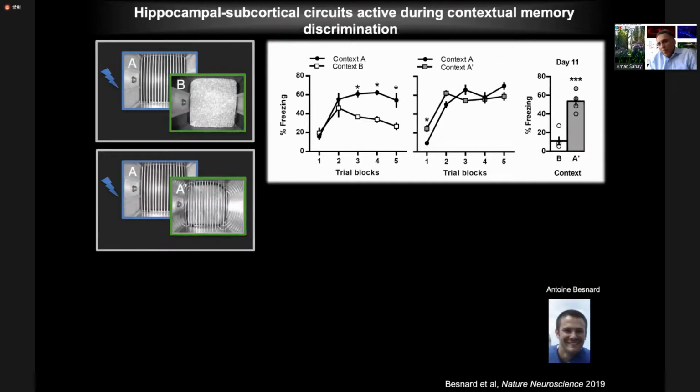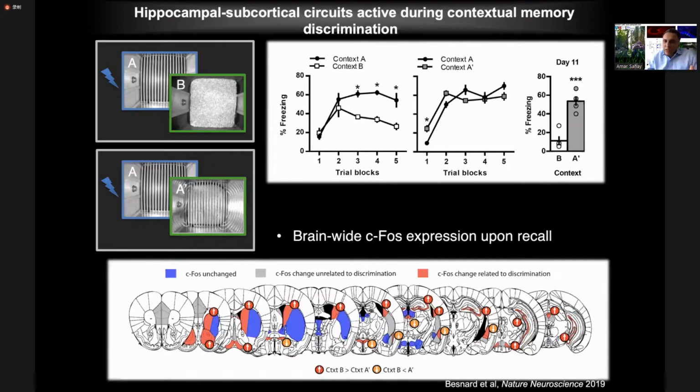Antoine then took these groups of mice, and after exposure to either context B or context A prime, he then perfused these animals and in a tour de force analysis mapped all the different brain regions by c-Fos immunohistochemistry to identify regions that are highly sensitive to context discrimination and regions that are insensitive to context discrimination. He then took this data and generated a correlation matrix to identify brain regions that are highly coactive when animals perform high levels of discrimination.